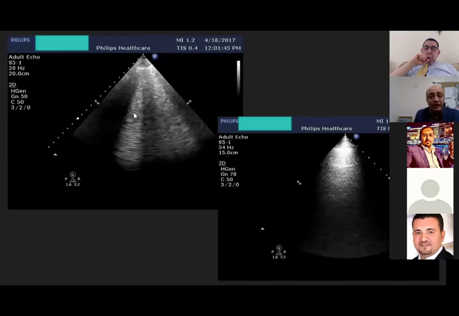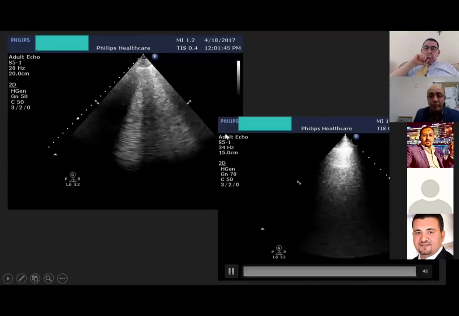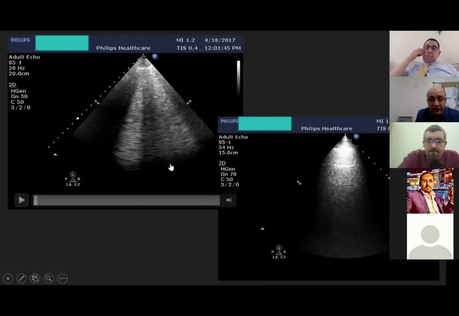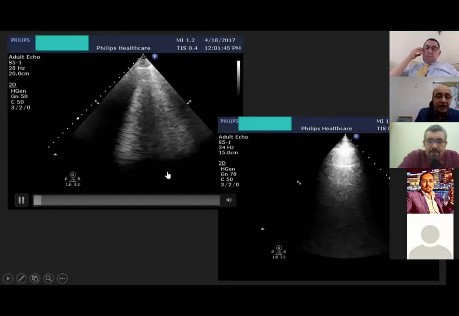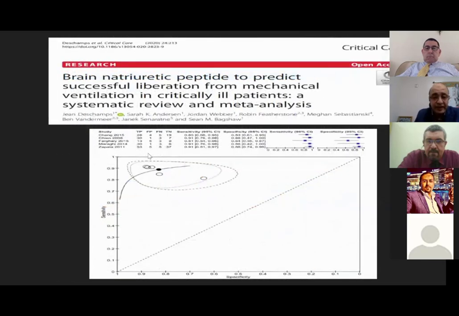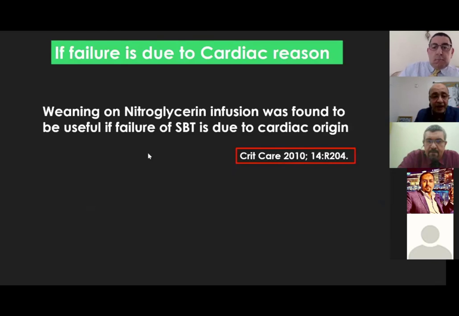If you have a wet lung like this, compared to this lung on the left side with A lines and no B lines, what you see here are vertical lines, B lines, that indicate that the intraparenchymal lung volume is high. This indicates a wet lung, and of course you have to dry the lung before you go. When you combine cardiac and lung ultrasound, there is a chance to predict weaning success and failure, and there is very good evidence in the literature to support this, as well as, as I mentioned, natriuretic peptide.